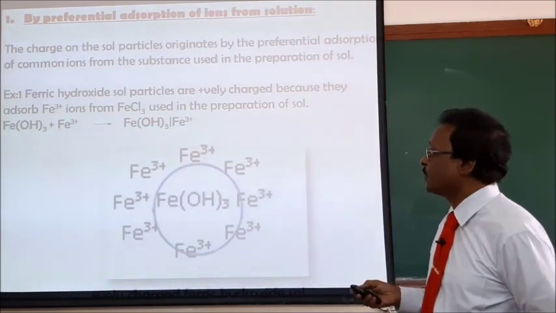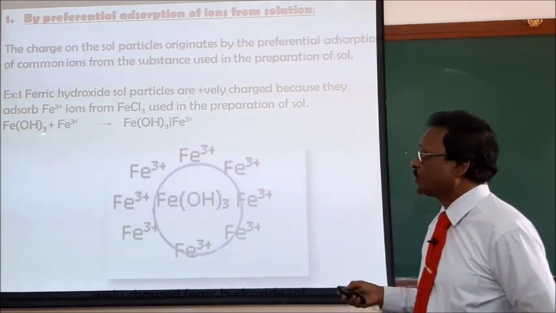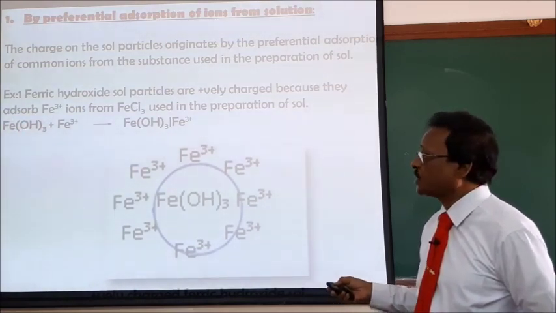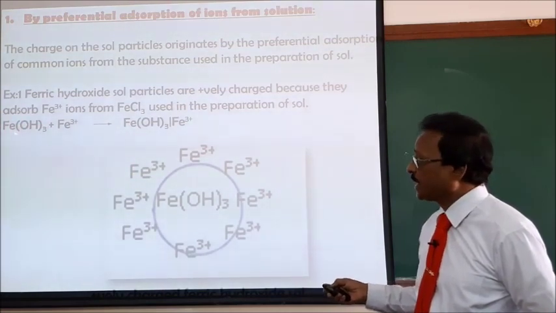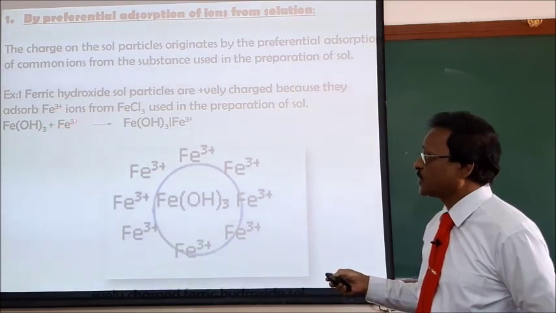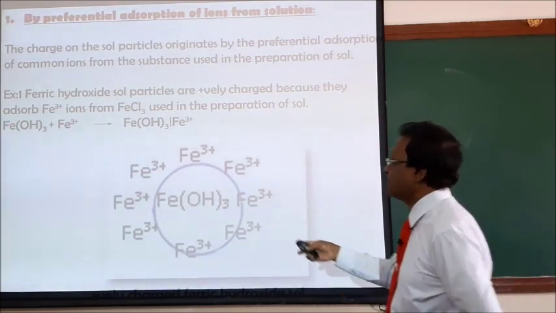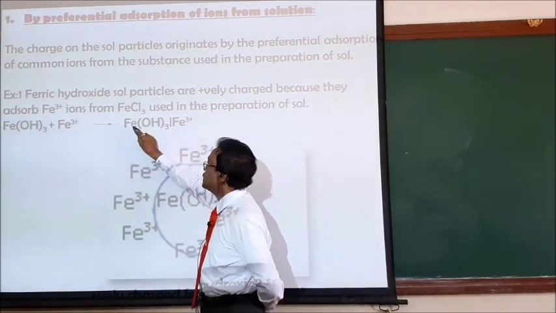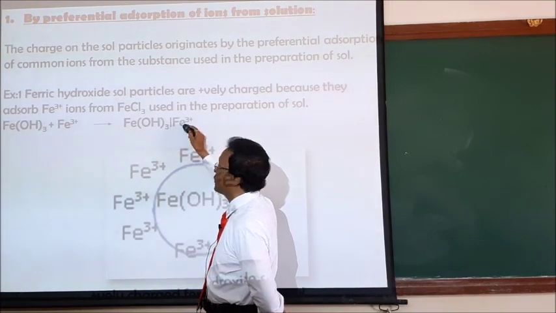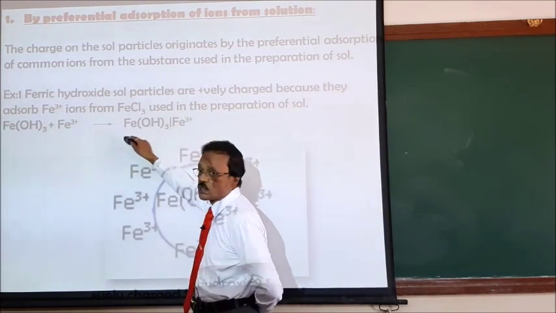So I will take ferric hydroxide sol. This is a positively charged sol. It moves towards the negative plate. How has this ferric hydroxide got a positive charge? Because we use ferric chloride in the dispersion medium, Fe3+ ions are present. Fe(OH)3 preferentially adsorbs the common ion, Fe3+ ion, thereby it develops a positive charge.